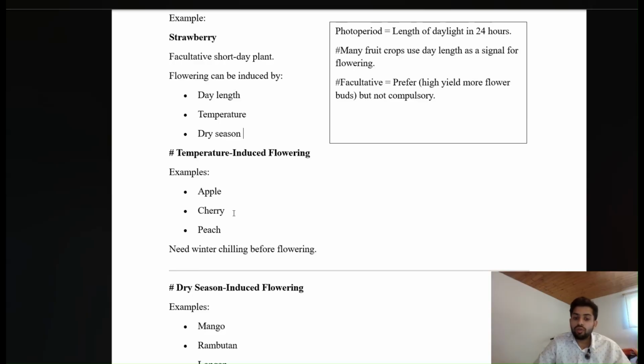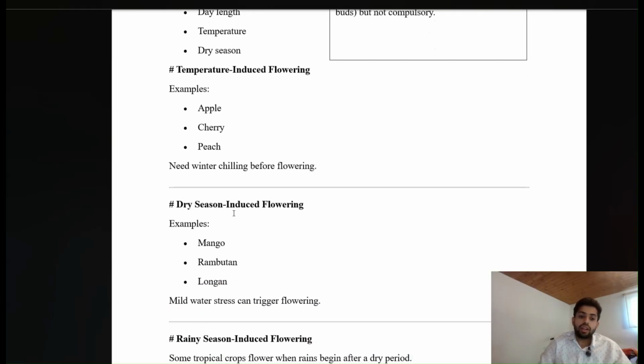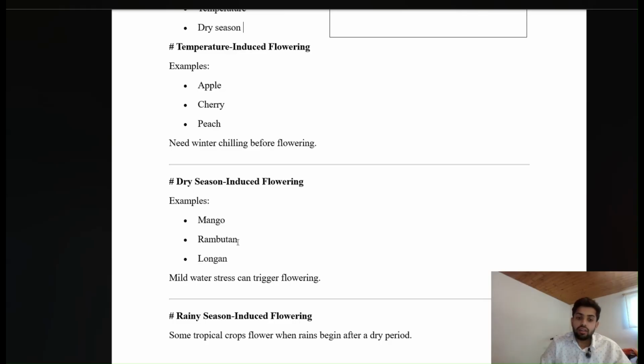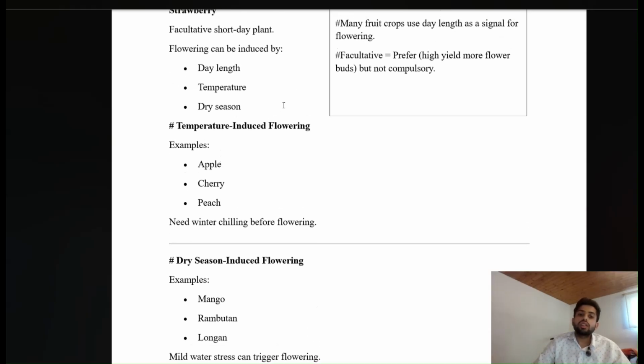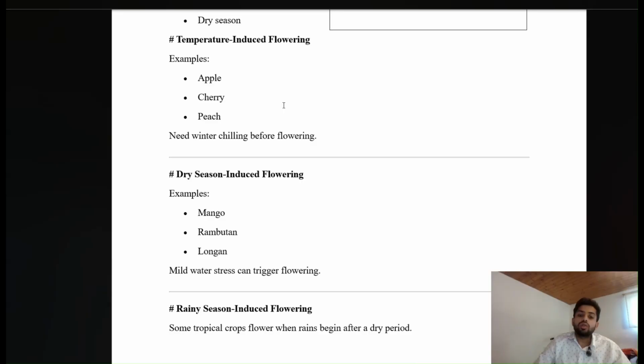winter chilling before flowering. During the planting, if the winter chilling comes at the right time, then flowering will be induced. Similarly with the dry season, for example mango, rambutan, and longan, mild water stress can trigger flowering. So flowering can also be induced by mild water stress. These are the three things which can induce flowering.